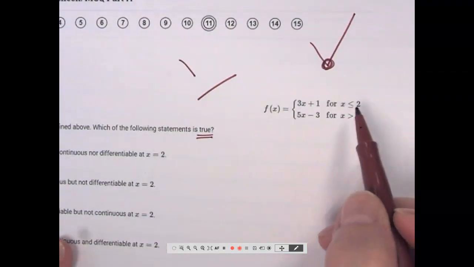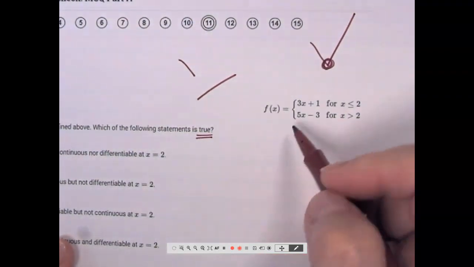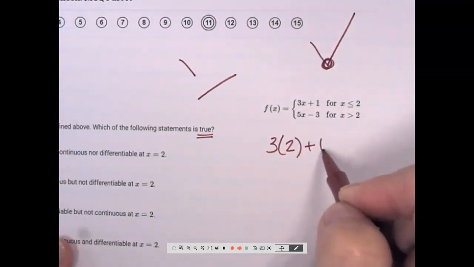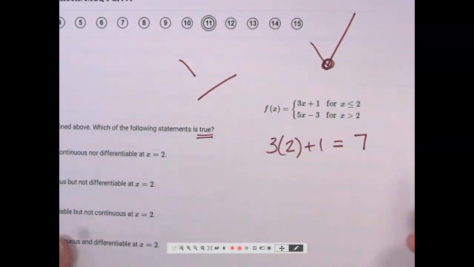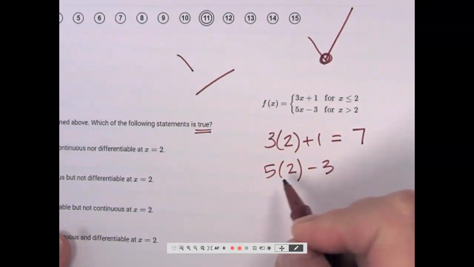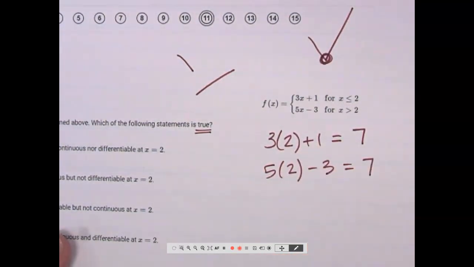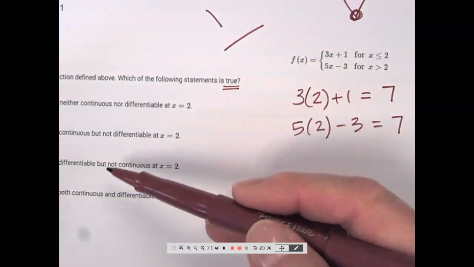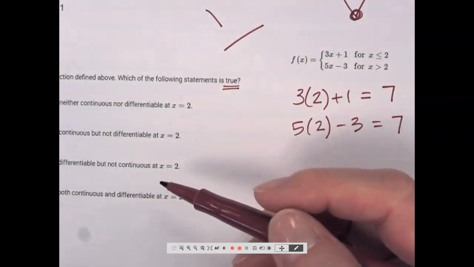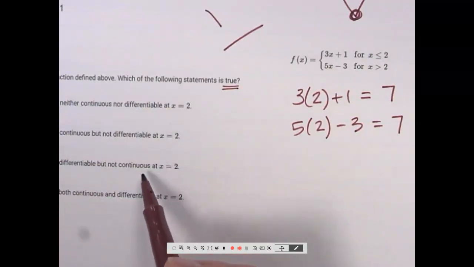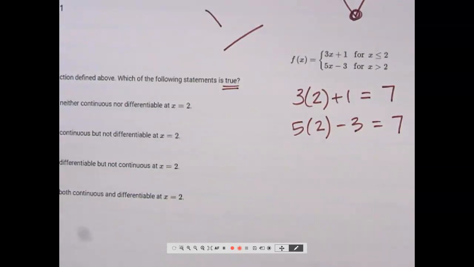The way I'm going to find that out is what you suggested. Let's find f of 2 in both parts. That one gives me 7. That's 10 minus 3, which is also 7. So clearly they do meet. That tells me I'm looking for answers that say continuous. So it can't be this one, and it can't be that one. So I know it has to be continuous.